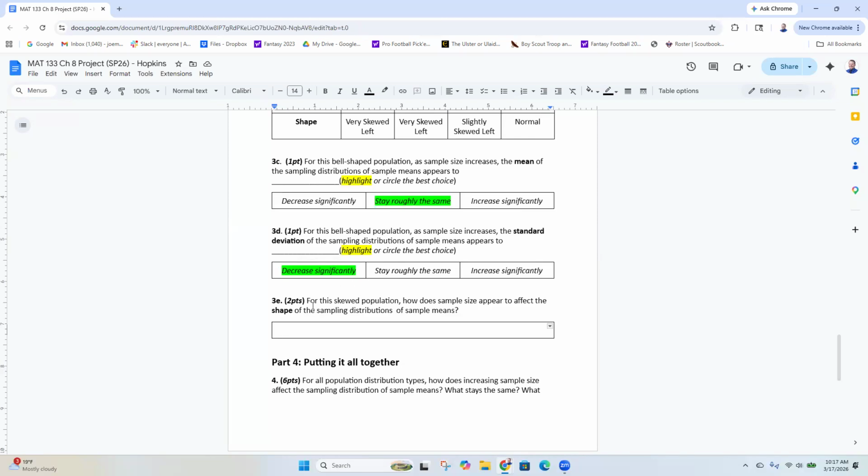For this skewed population, how does the sample size appear to affect the shape? As the sample size increases, the shape gets closer to normal.